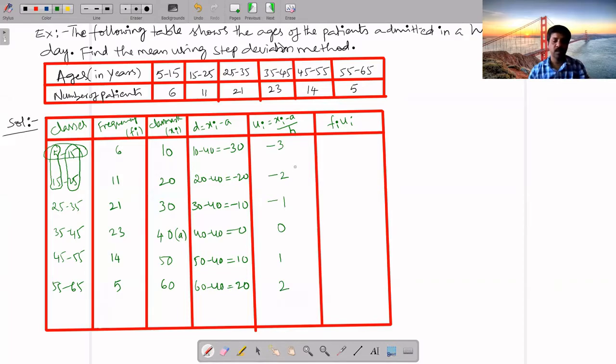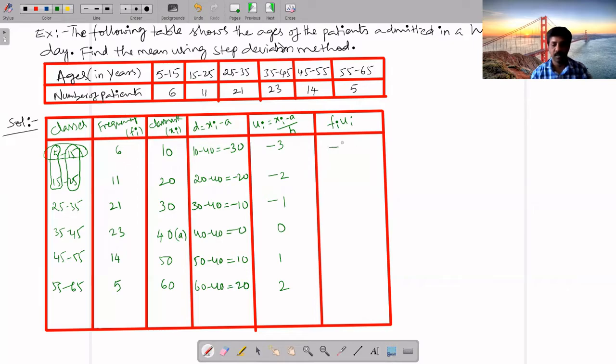Compared to the assumed mean method, here the values are reduced further. In the assumed mean method, we have tens in xi. Now in ui, we have only ones. Why? Because we are dividing by h. Now these are the ui's and here are the frequencies. The last column is fi into ui.